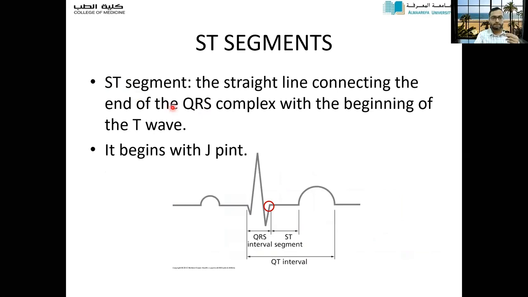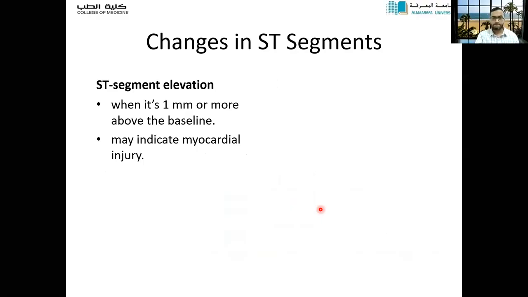ST segment. The ST segment is another isoelectric zone, from the end of the QRS complex to the beginning of the T wave. This portion from here completely is the ST segment. It begins from the J point. This is known as the J point, where the S wave ends and the isoelectric zone starts. That junction is known as the J point. The ST segment is quite an important segment for us.